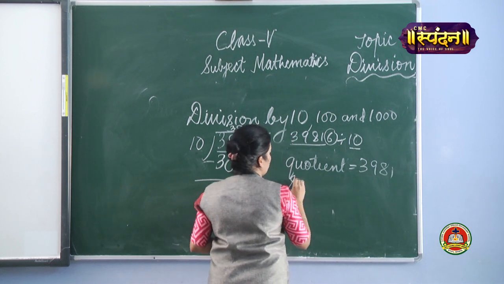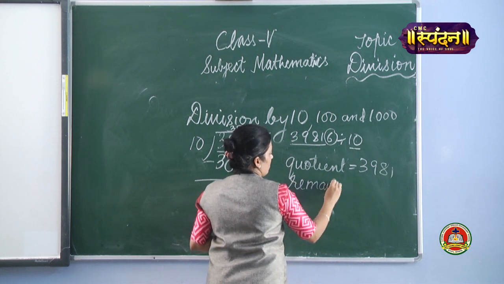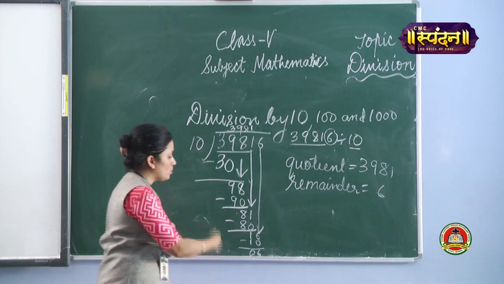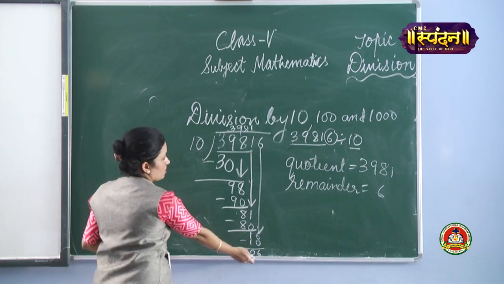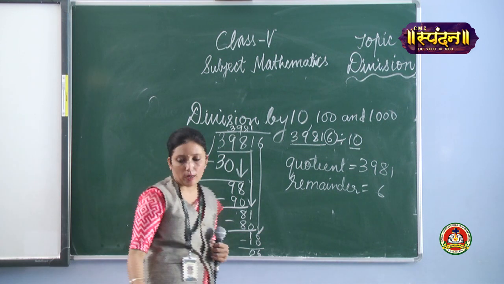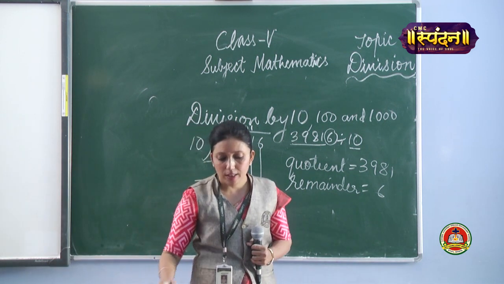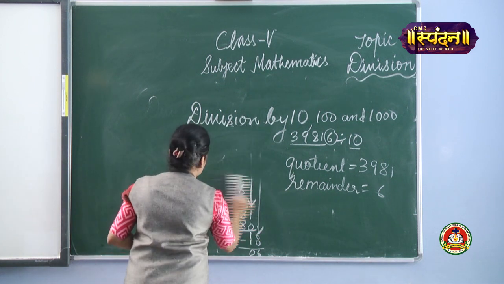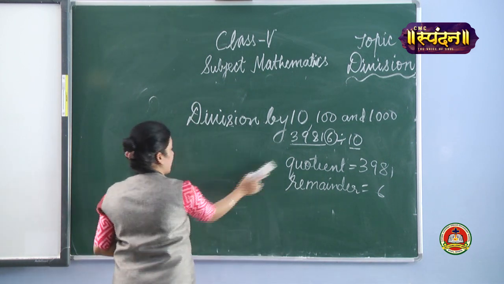That is 3981 and your remainder is 6. Can you see by division also we have got the same only? 6 remainder, quotient 3981. The same I am doing with children by 100. Let's see the difference. Now I am not dividing, children. I will explain directly how you will get it.